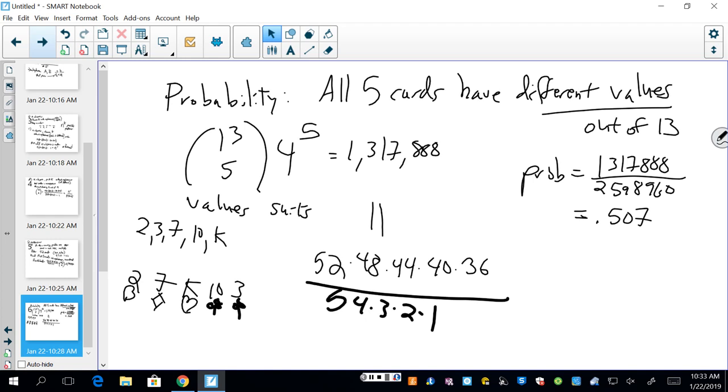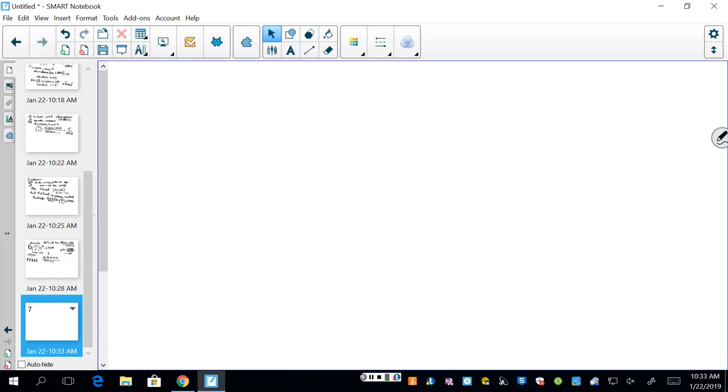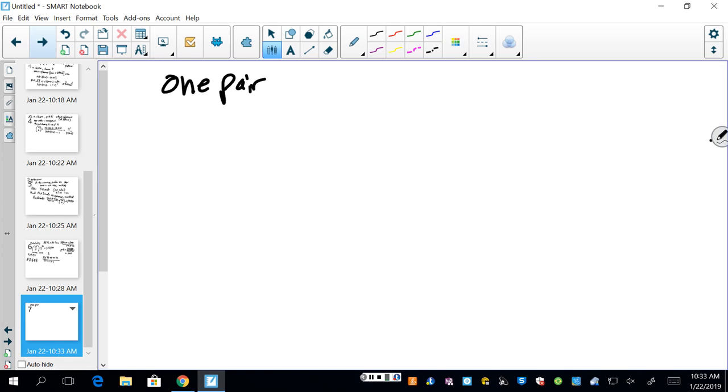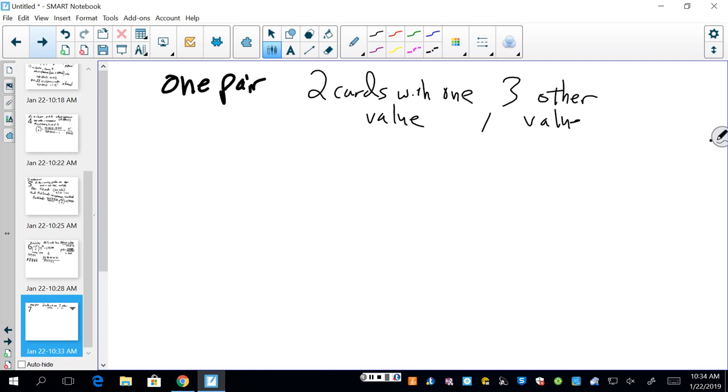But any questions? How about how many ways can we pick 1 pair? So a hand of cards in poker that has 1 pair has 2 cards with 1 value, and then 3 other values on those cards. So you get like a 2 and a 2, and then 7, king, 3. Right? And so there's the pair of cards that are there.